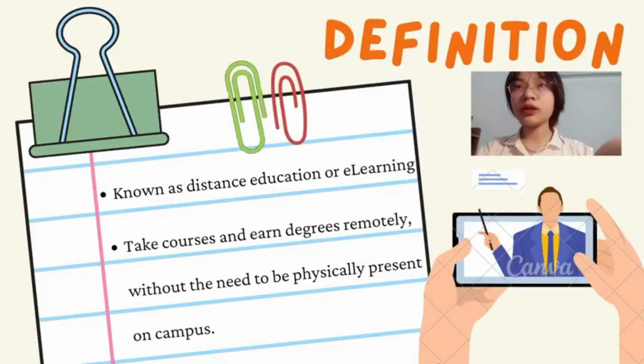Online learning, also known as distance education or e-learning, refers to the delivery of educational content and instruction through the internet. It allows students to take courses and earn degrees remotely without the need to be physically present on campus. Online learning can take many different forms, such as web-based video conferencing and self-paced learning programs, first introduced in the 1990s with the creation of the Internet and used in distance learning.